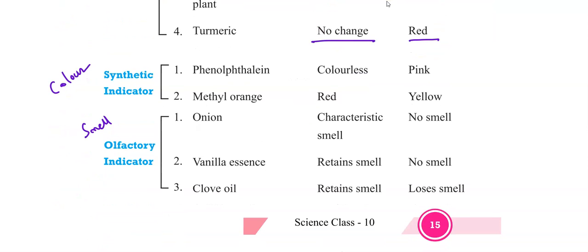Now synthetic indicators. Phenolphthalein is colorless. If it is acid, colorless. If it is base, pink color. Methyl orange, if it is acid, red color. If it is base, yellow color.